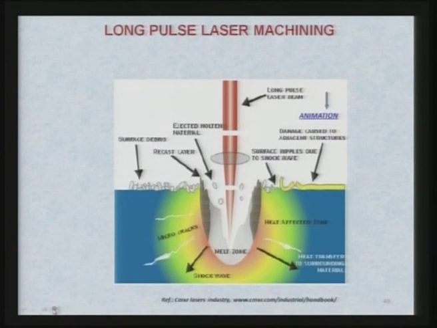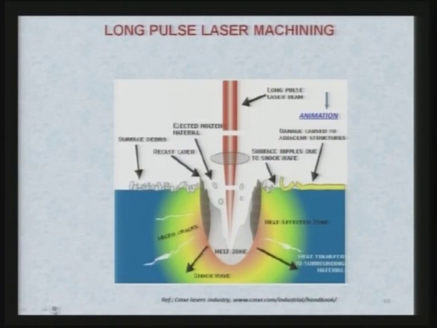Now, when you are using the long pulse laser beam for micromachining purposes, there are certain problems which have been observed, as very clearly shown in this particular figure. You can see the surface debris in large number at the top surface being machined, and then you can see here damage caused to the adjacent surface. Here it is the adjacent surface, where here is the hole being machined. So, in the adjacent surface some damage is caused.